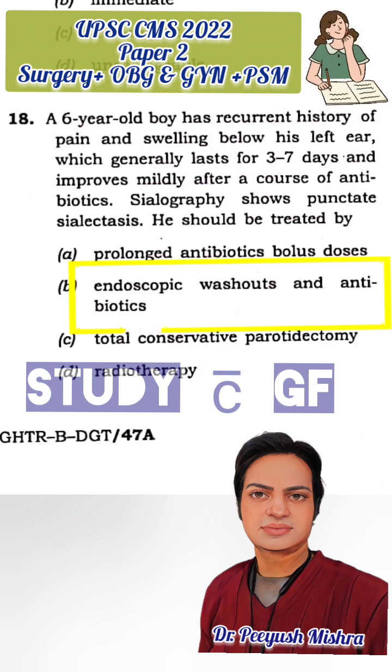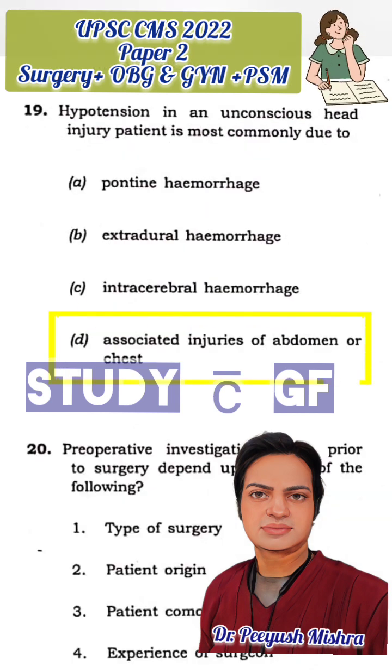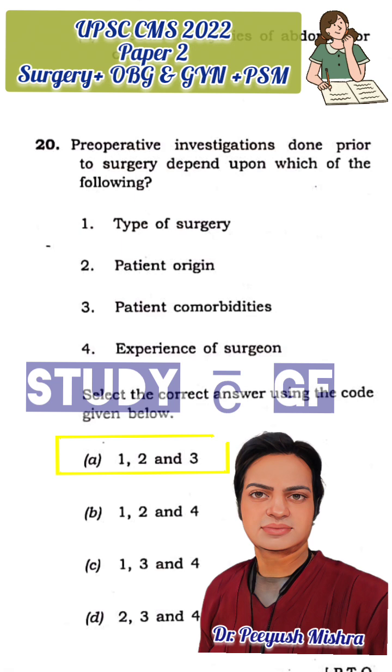A 6-year-old boy has recurrent history of pain and swelling below his left ear, which generally lasts for 3 to 7 days and improves mildly after a course of antibiotics. Sialography shows punctate sialectasis. He should be treated by endoscopic washouts and antibiotics. Hypotension in an unconscious head injury patient is most commonly due to associated injuries of abdomen or chest. Preoperative investigations done prior to surgery depend upon the type of surgery, patient origin, patient comorbidities.